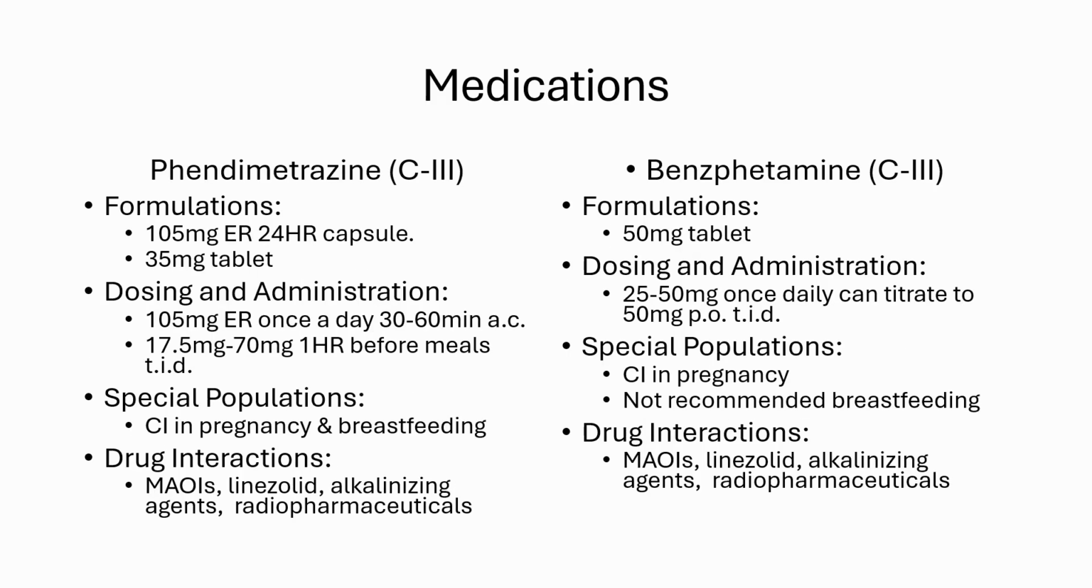Phendimetrazine and benzphetamine have similar contraindications and drug interactions, and both are class 3 controlled substances. Phendimetrazine is a prodrug, and after it undergoes N-demethylation, it is converted to phenmetrazine, which used to be its own medication but was discontinued in the 1980s because of widespread abuse. Benzphetamine also undergoes N-demethylation to both methamphetamine and amphetamine, which have stronger dopaminergic effects, explaining the increased risk for abuse potential from benzphetamine.